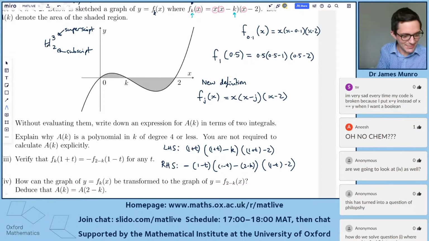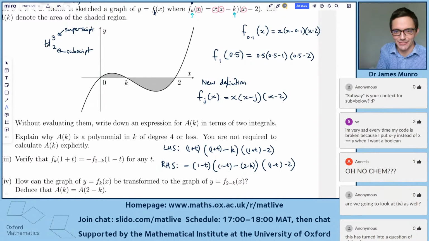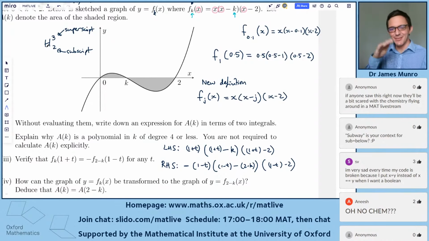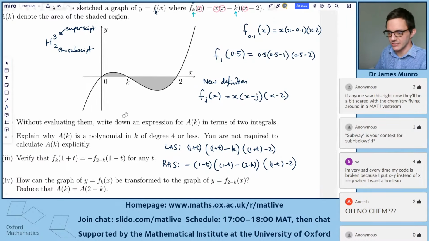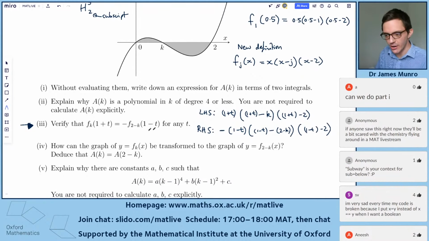Subway is my context for sub being below. What, instead of the Latin roots of the words? Yeah, I think the subway is anyway. Good, right. I regret saying chemistry now. There's a sort of domino reaction: I said subscript and then I tried to explain it with chemistry and I'm being told off. I'm scaring people with the chemistry. And now I've said domino, so goodness me. Right, people would like to do the rest of this question, which is nice. I think this is probably the hardest bit of the question.